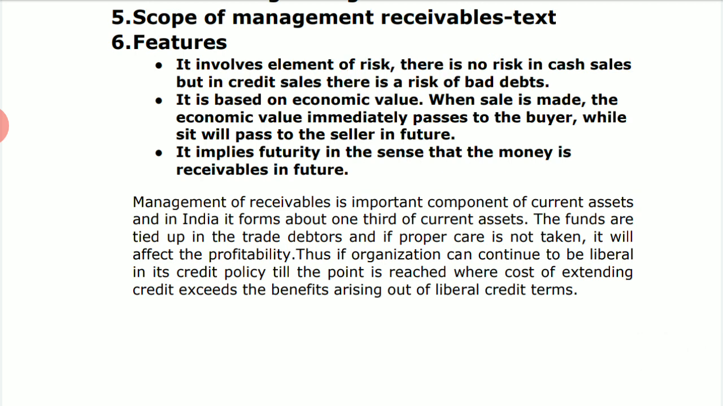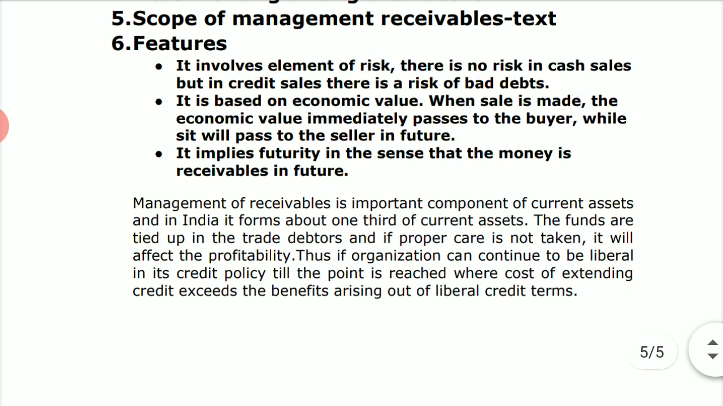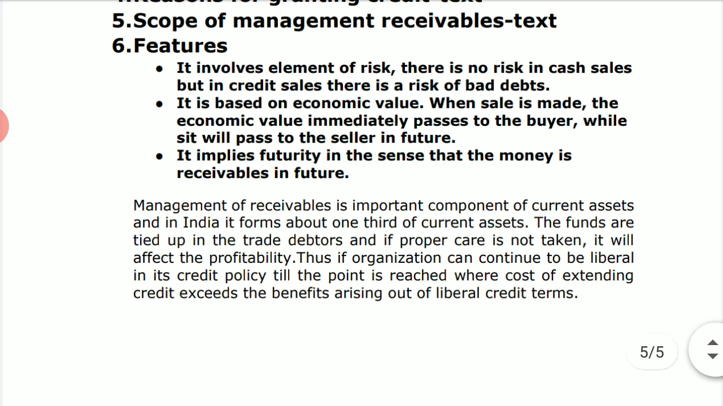Coming up to the third one, the cost associated with maintaining receivables, such as collection cost and opportunity cost, may be very difficult to calculate at times, and it is a cost that is always incurred, and that may rise also. So that is the third limitation.